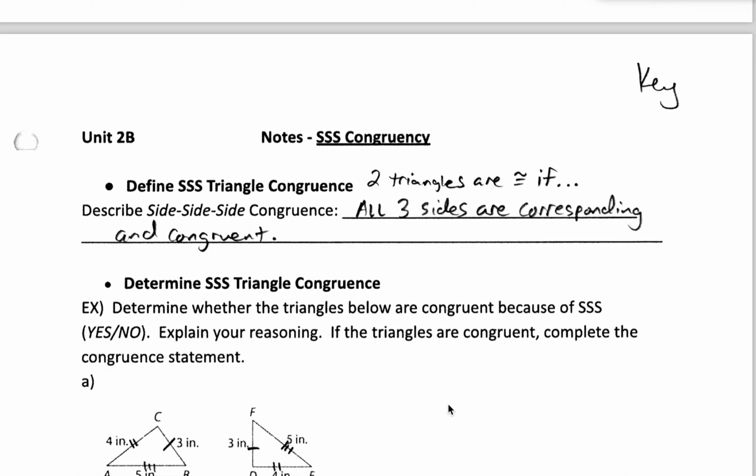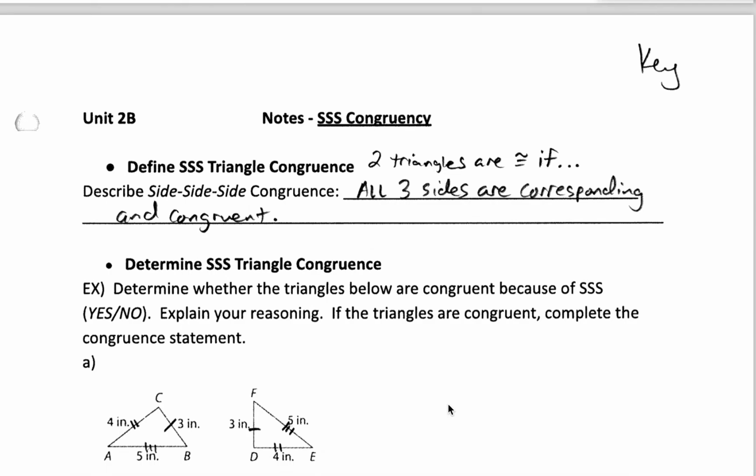All right, one more type of congruency today. We're going to talk about side, side, side. Pretty easy to visualize, but a little trickier to name corresponding parts. Side, side, side means that you have all 3 corresponding sides that are congruent in your 2 triangles.